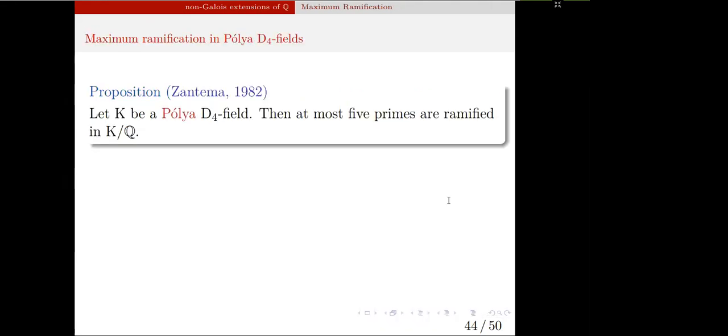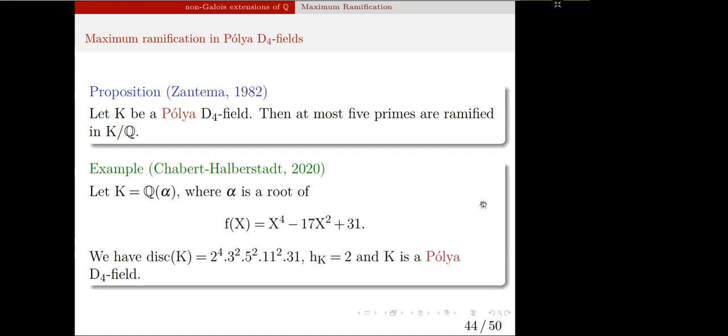And the last section of my talk, as I said, is about maximum ramification in Polya D4 fields. Again, I have found an improvement on Zantema's results, where he proved that for a Polya D4 field there are at most 5 ramified primes. In his paper he asked whether this upper bound is sharp or not. Recently, Schabert and Halberstadt gave an example to show that the upper bound 5 is sharp. And yet we can find an improvement on these results, as we will see.